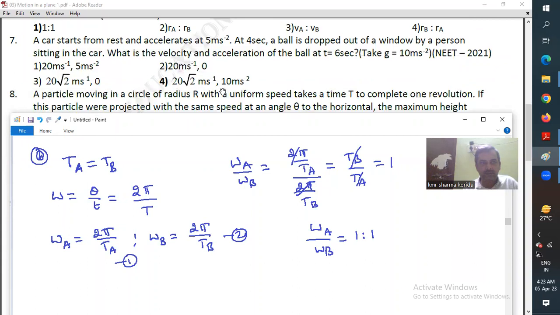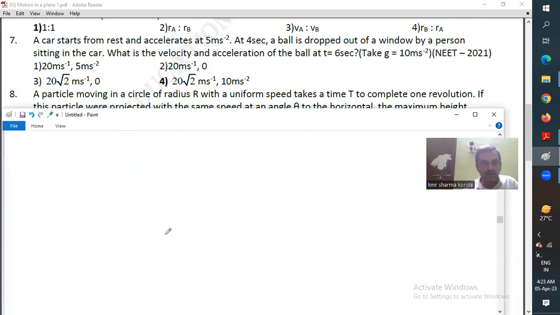Moving to the next question. A car starts from rest and accelerates at 5 meters per second square. At 4 seconds, a ball is dropped out of a window by a person. Therefore, it behaves like a horizontally projected body for a person sitting in the car. What is the velocity and the acceleration of the ball after 6 seconds?